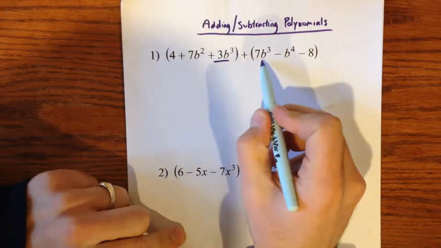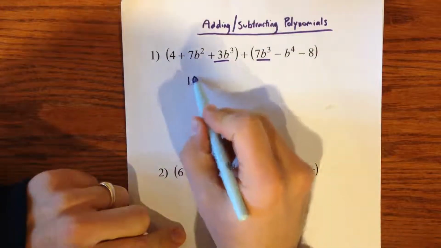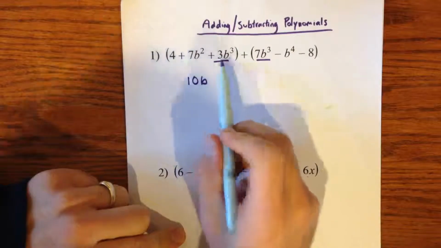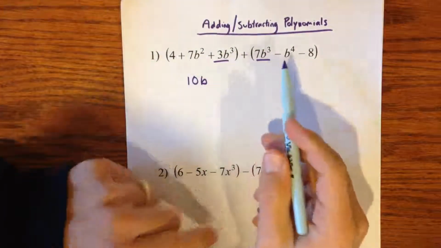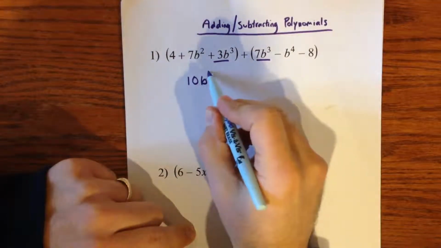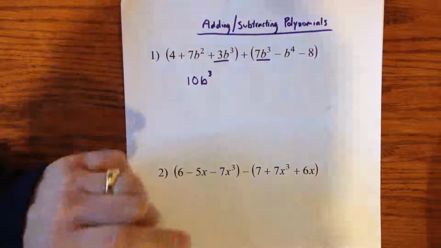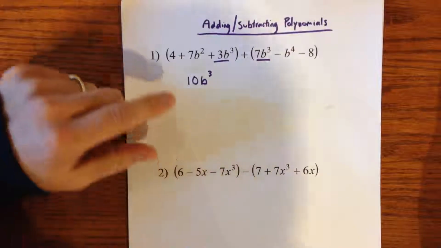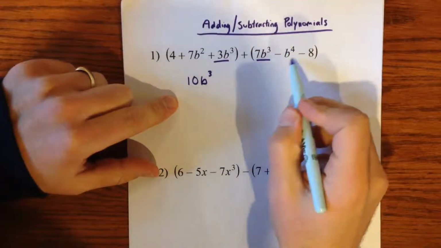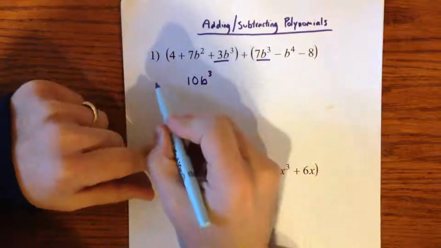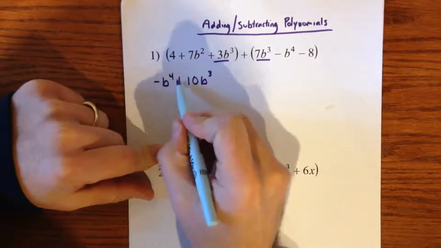3b squared plus 7b squared is just 10b. Sorry, I said that wrong. 3b cubed plus 7b cubed is 10b cubed. So you can only add like powers and like variables. It looks like we have a negative b to the fourth by itself.